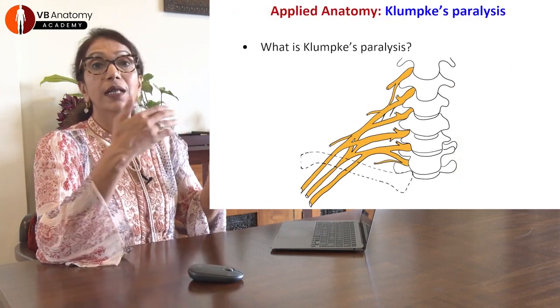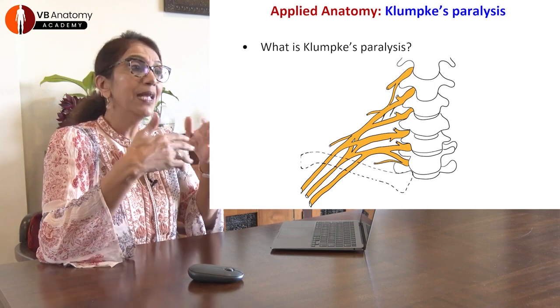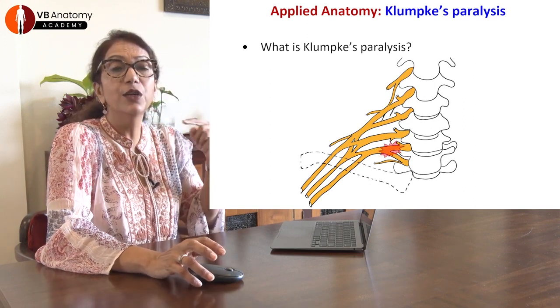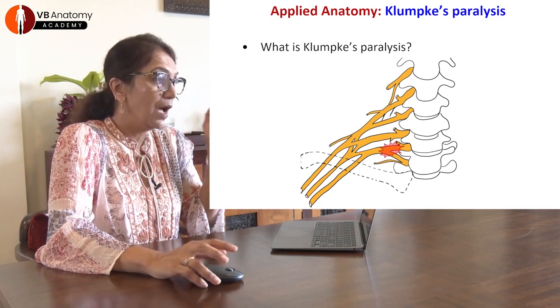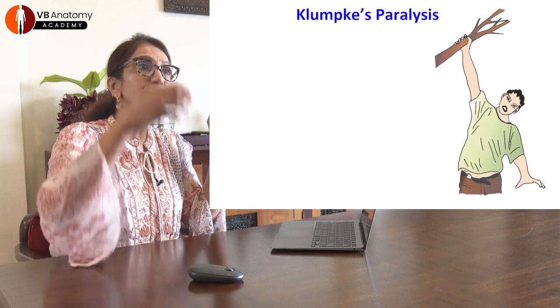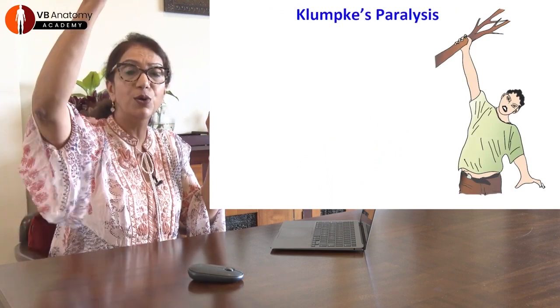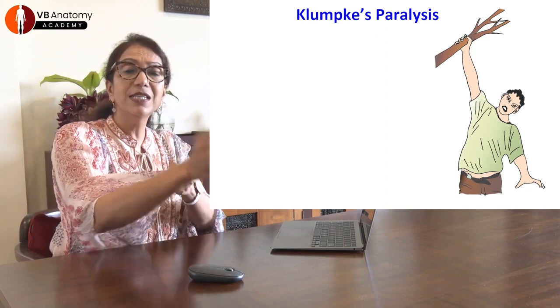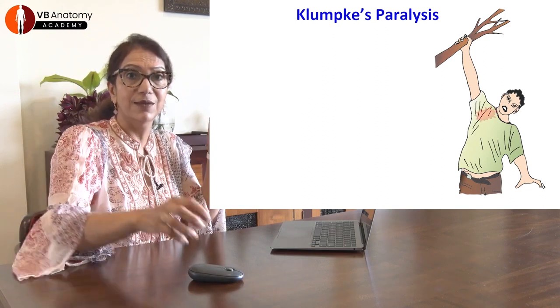Let's now come to another paralysis, Klumpke's paralysis. In Klumpke's paralysis, the C8 and T1 nerve roots are damaged. How? Same question, how? The patient is falling from a height and grabs onto something in an effort to protect himself. Okay, the C8 T1 roots are avulsed.